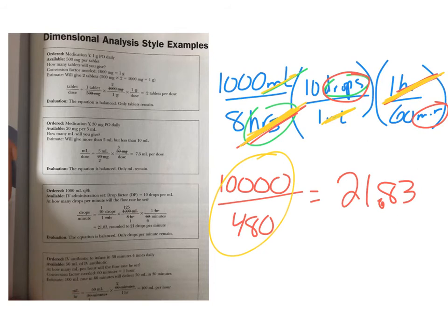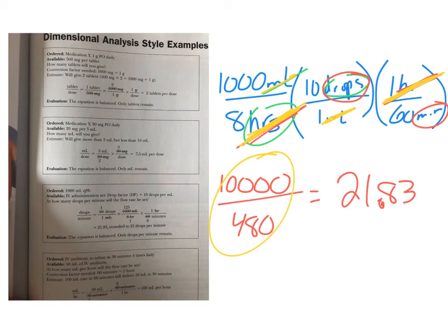All right, so just looking at the last one there, it shows us an IV antibiotic is to infuse in 30 minutes 4 times daily. We have available 50 milliliters of antibiotic. How many milliliters per hour would you set the flow rate?